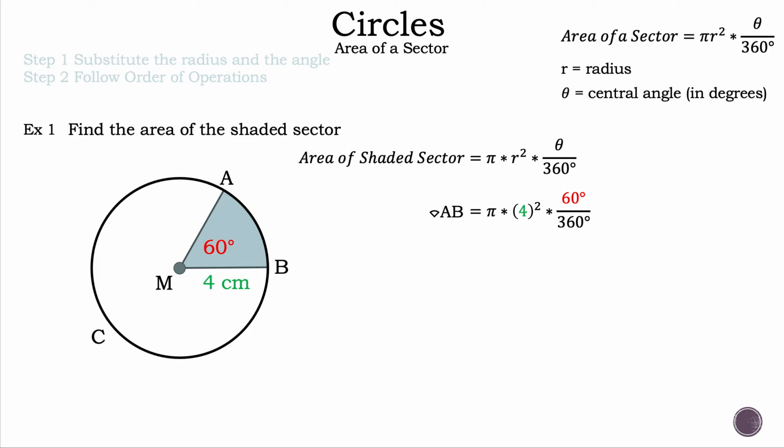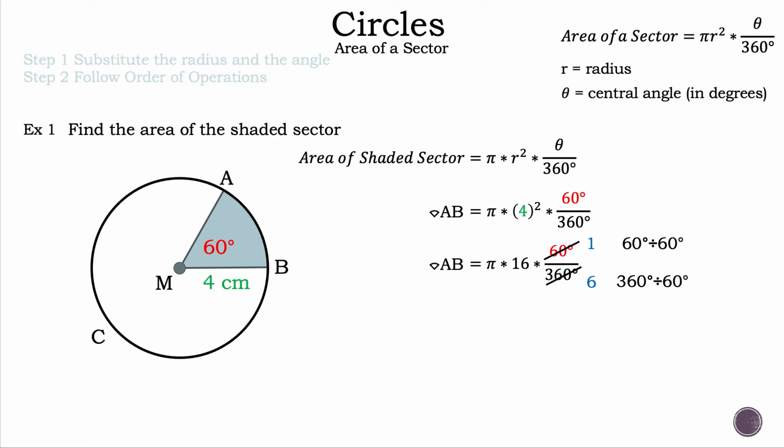Now let's go ahead and follow the order of operations, and 4 squared is 16 because 4 times 4 is 16. And now we have sector AB is equal to pi times 16 times 60 degrees divided by 360 degrees. Now we're going to go ahead and simplify the 60 degrees and 360 degrees by dividing each number by 60 degrees, and 60 degrees divided by 60 degrees is 1, and 360 degrees divided by 60 degrees is 6.